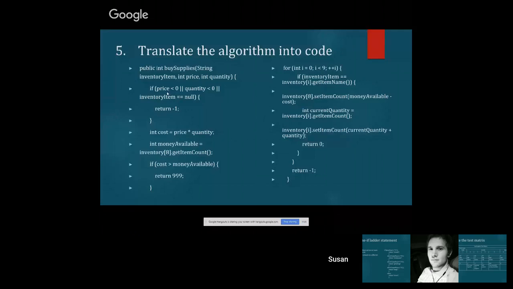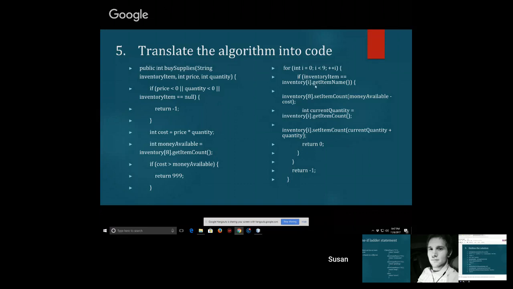And we have some if statements: if the price is less than 0, or the quantity is less than 0, or there is no inventory item, then it returns our -1 invalid return. And then our cost equals the price times the quantity, converted to an integer. And then for the money available, we pass inventory item 8 as our money item. And then if the cost is greater than the money available, it returns the insufficient funds error code of 999.